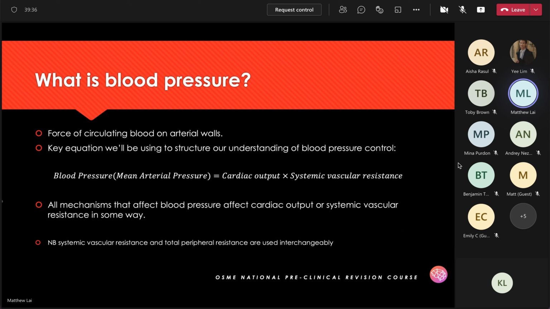A key equation we'll be using to structure our understanding of blood pressure control is this one here, where blood pressure, which is sometimes called mean arterial pressure, is equal to cardiac output multiplied by systemic vascular resistance. And so all mechanisms that affect blood pressure affect cardiac output or systemic vascular resistance in some way. Also, something you may see out there when you do your reading is total peripheral resistance. Total peripheral resistance and systemic vascular resistance are the same thing, and they're used interchangeably.